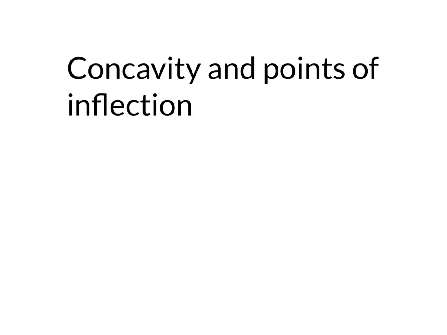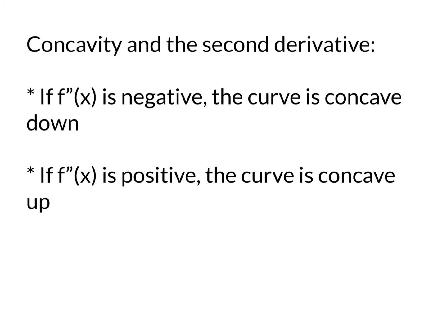Welcome to concavity and points of inflection. So first we're going to look at concavity and the second derivative. If f double dash of x, meaning the second derivative, is negative, the curve is concave down. If f double dash of x is positive, the curve is concave up.